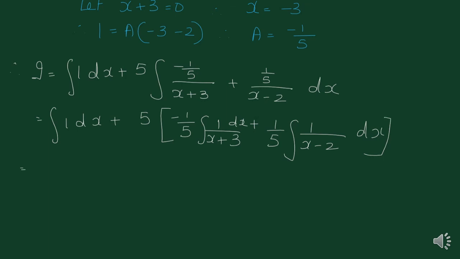Then now the integral of 1 finally becomes x plus, when we open the brackets, 5 into 1/5, 5 and 5 gets cancelled, and the integral of 1/(x + 3) is actually log|x + 3|. Since there is a minus sign over there, we put a minus sign here also. So minus log|x + 3|, and again here 5 and 5 gets cancelled when we open the bracket, and therefore we get plus log|x − 2| and plus c as the answer. So thus we solve this particular sum.